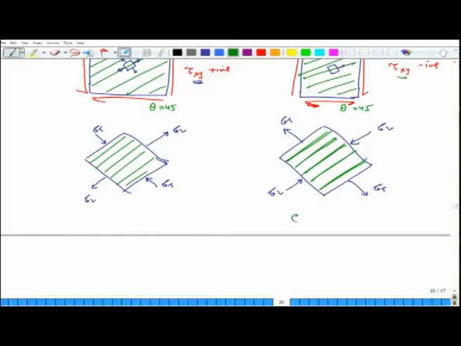So, this can fail much earlier, and the first situation will fail later, because of the role of sigma Tu, because typically sigma Tu is much smaller than sigma Tu prime.